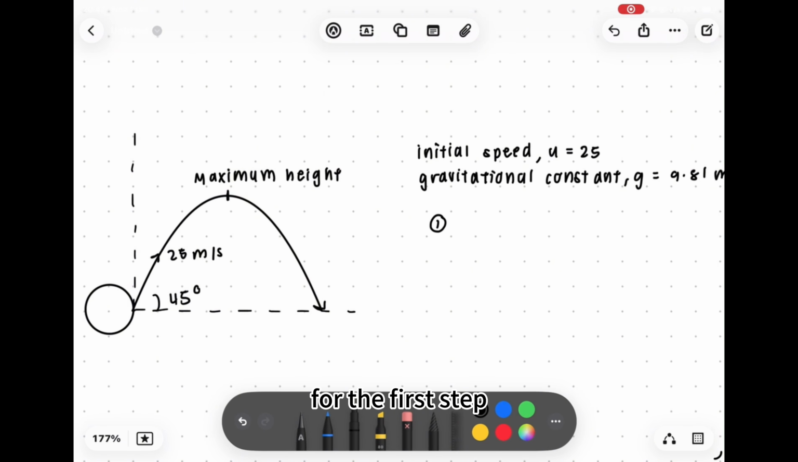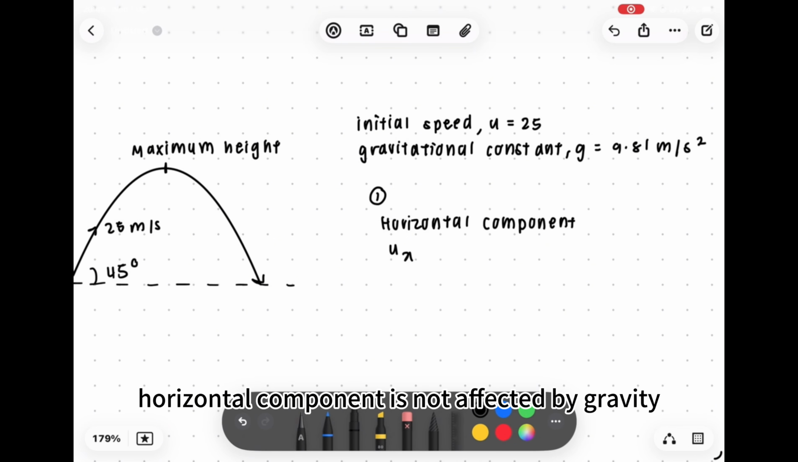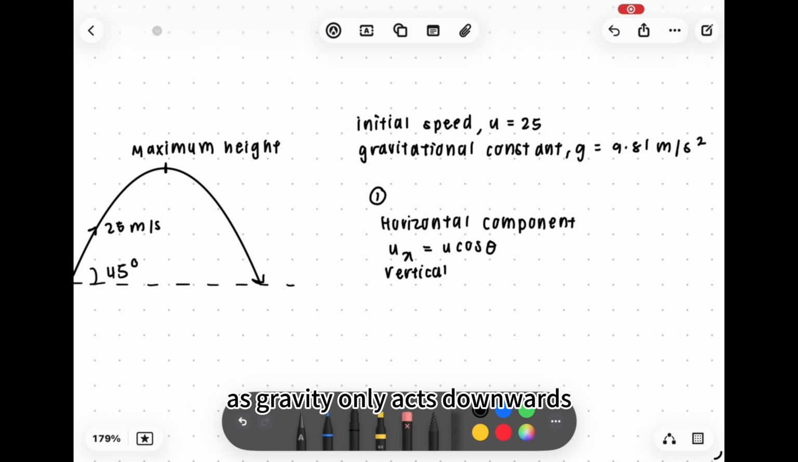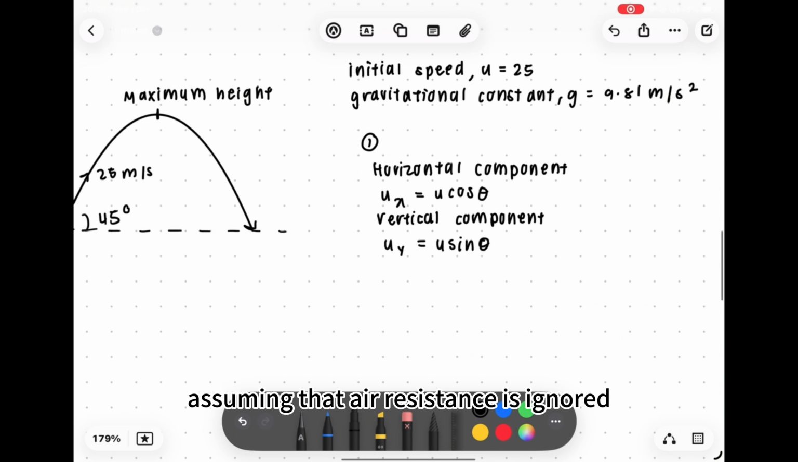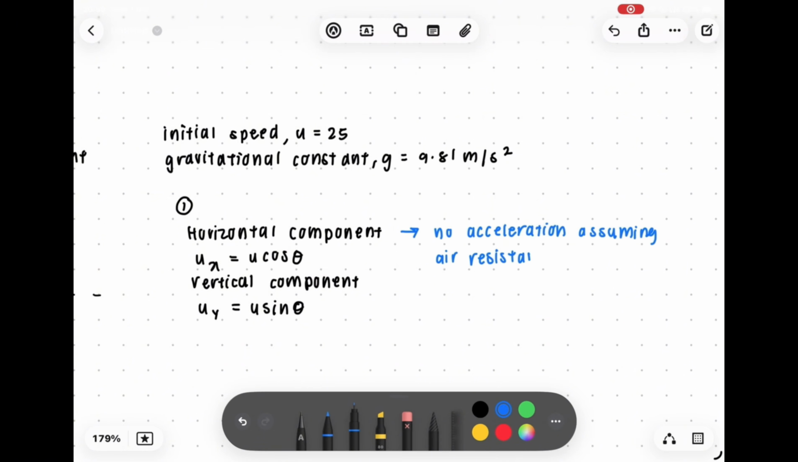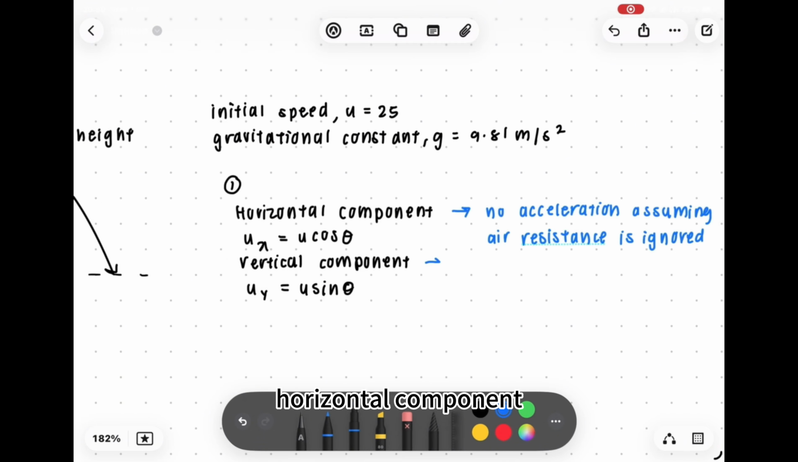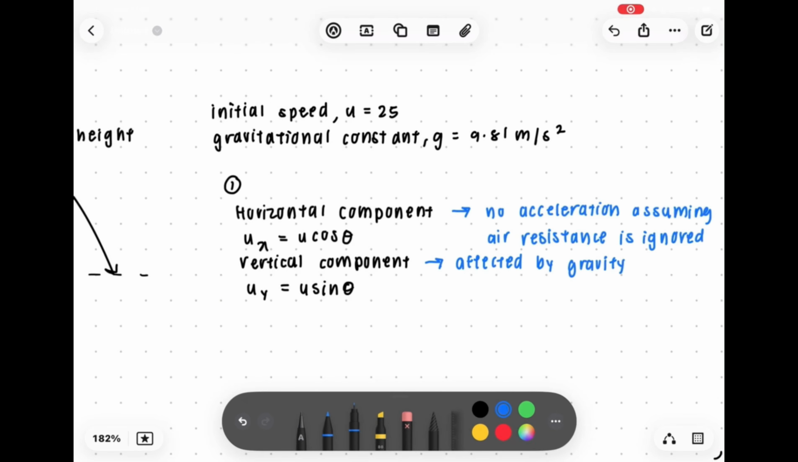For the first step, we should determine the horizontal and vertical component of the ball. Horizontal component is not affected by gravity, as gravity only acts downwards. Therefore, it does not affect height, assuming that air resistance is ignored in this question. Because of that, horizontal component is not used to calculate the speed of the ball.